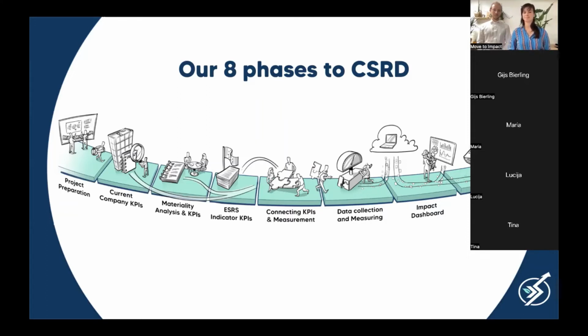These are the general eight phases your company has to go through in order to comply to CSRD and to prepare for it. But the most frequently asked questions about these steps is definitely about the double materiality analysis, the ESRS indicators, which are not completely fixed yet, and our impact dashboard, which we create with our clients together. Jesse, can you tell us more about it?